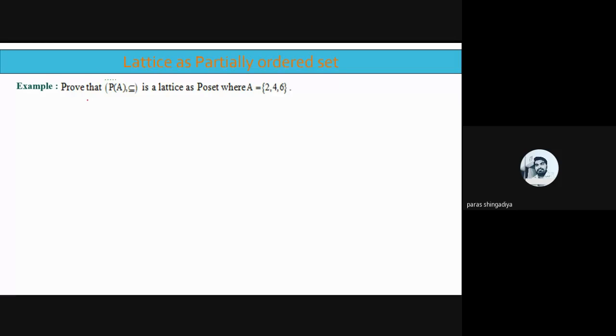P of A. First, let us check the P of A. 2, 4, 6 entry is there, and P of A means subset. Okay, all possible subsets of the A. So the first entry is the empty set, then singleton 2, singleton 4, then 6, then 2, 4, then 4, 6, then 2, 6. Okay, and the last is 2, 4, 6. Clear? That is called P of A.